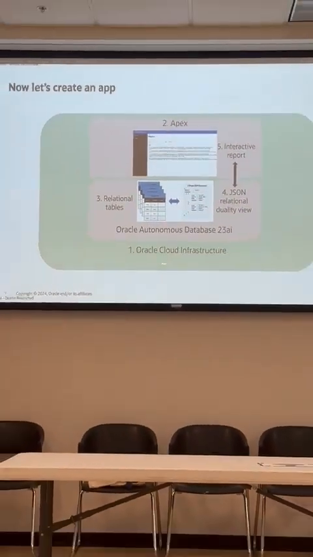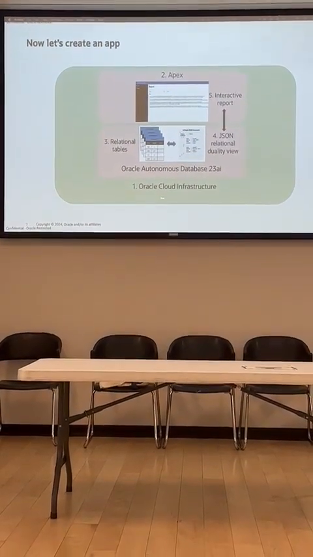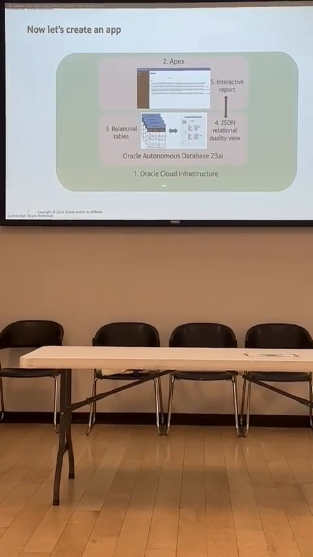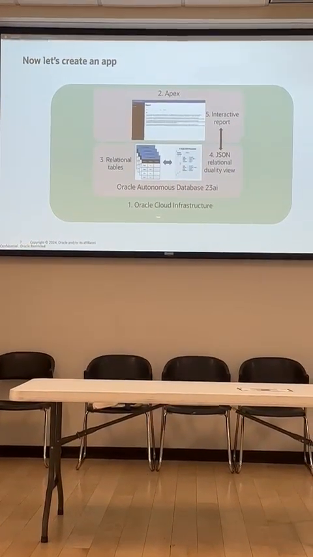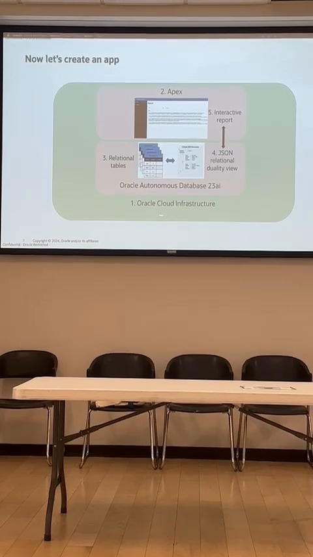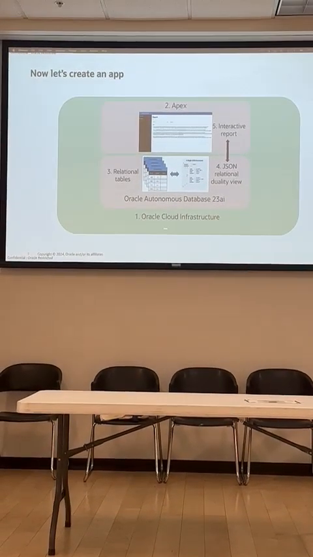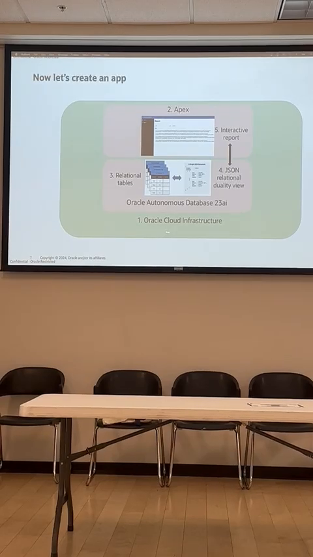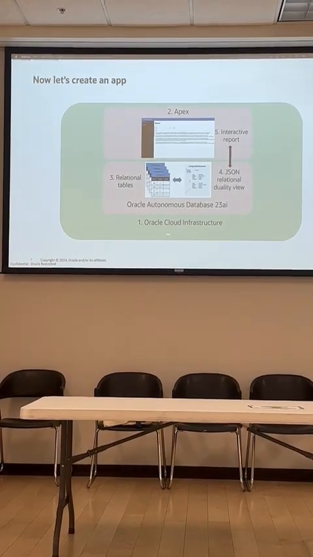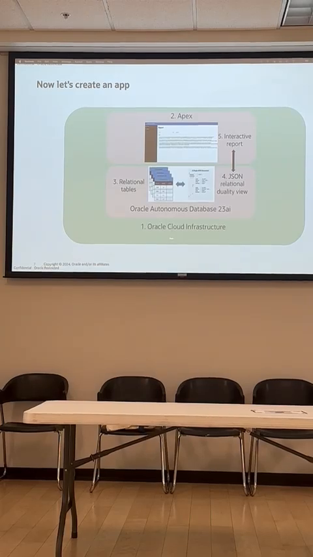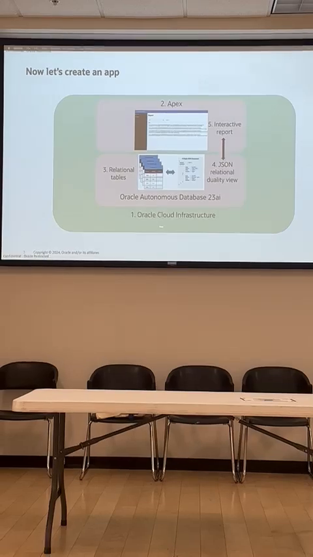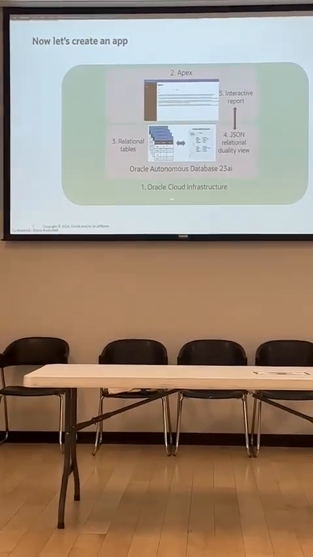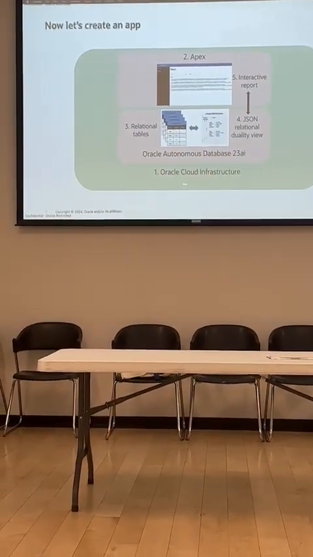So, yeah, that was a high-level overview of what my team works on. And I'm going to quickly show you how you can create an app using your Oracle Cloud account. We'll be using something called Apex to build the app. So what I'm going to do is launch Apex, and then the data will be backed by Oracle Database 23 AI. I'll be creating some relational tables. Then I'll create a JSON relational duality view on top of that, and I'm finally going to render the data as an interactive report using Apex.